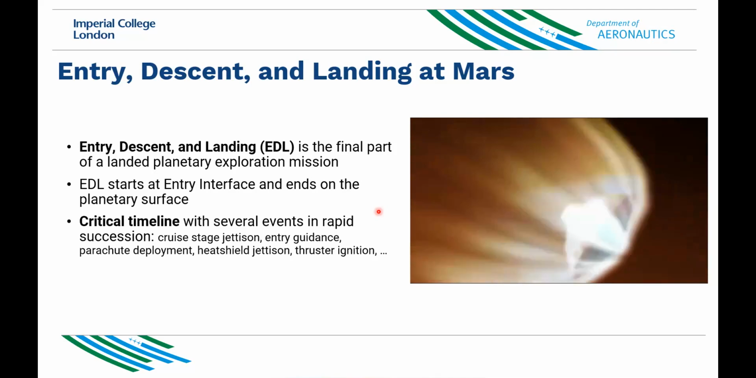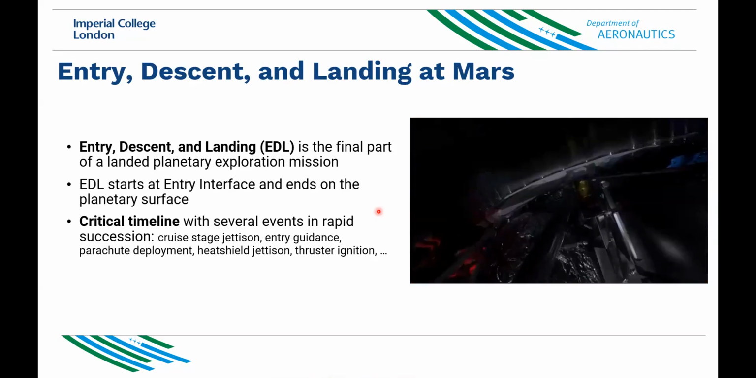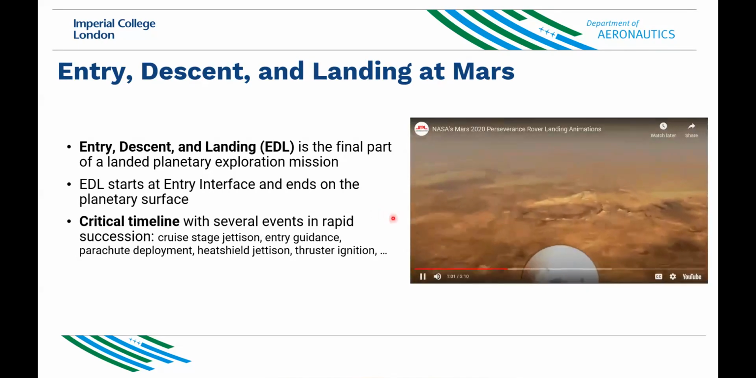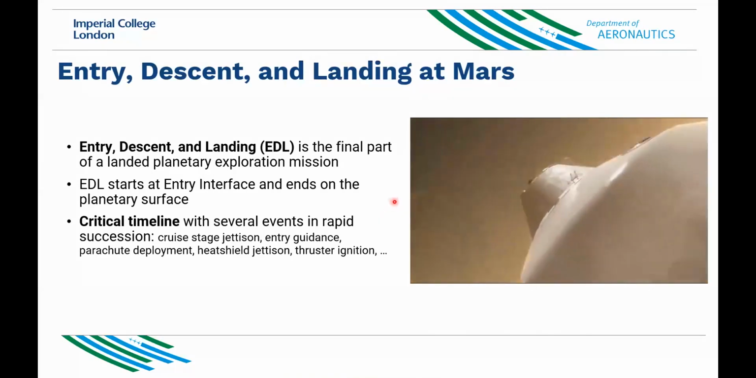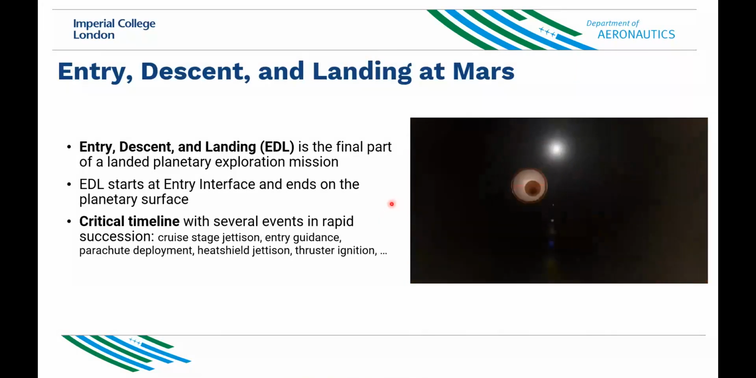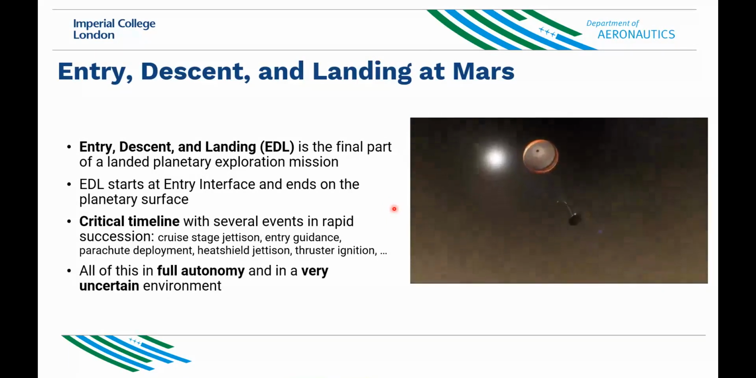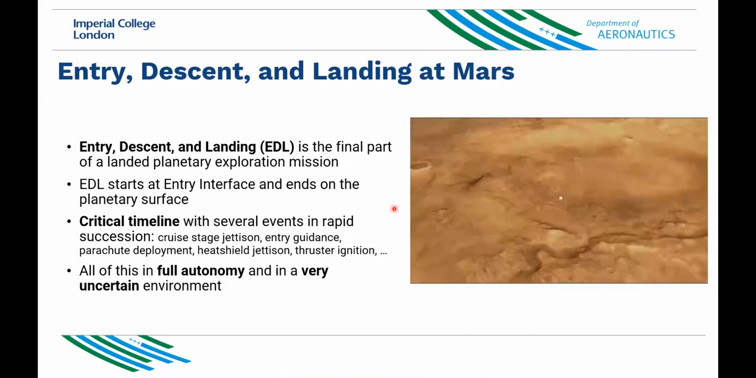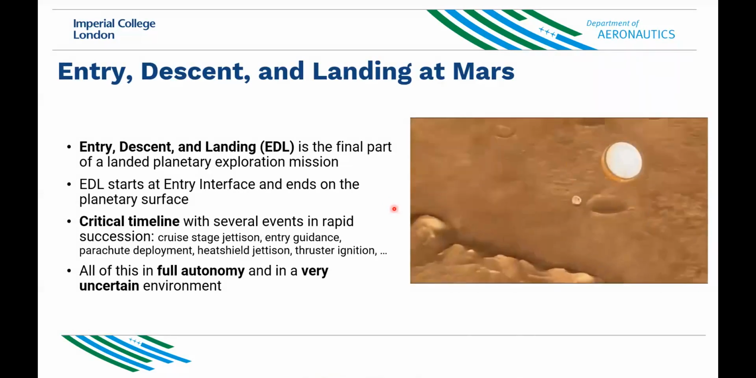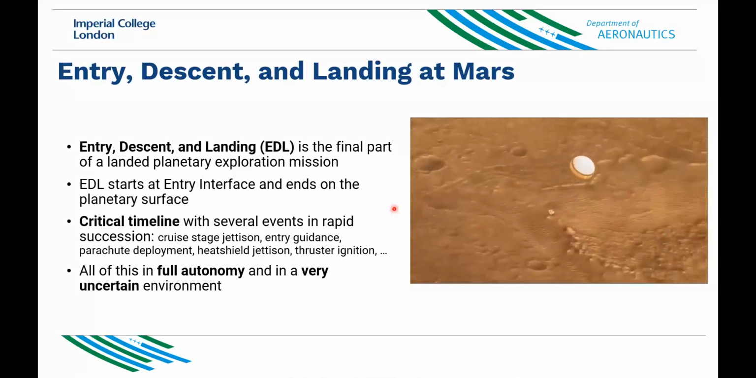And this is quite a critical mission phase with several events that have to happen in rapid succession. As you see in the video here for Mars 2020, we might have to jettison a cruise stage, turn on the entry guidance, turn on reaction control systems, and all of this has to happen in full autonomy because of the light time delay to Mars in particular, and also in a very uncertain environment. By definition, these are exploration missions.